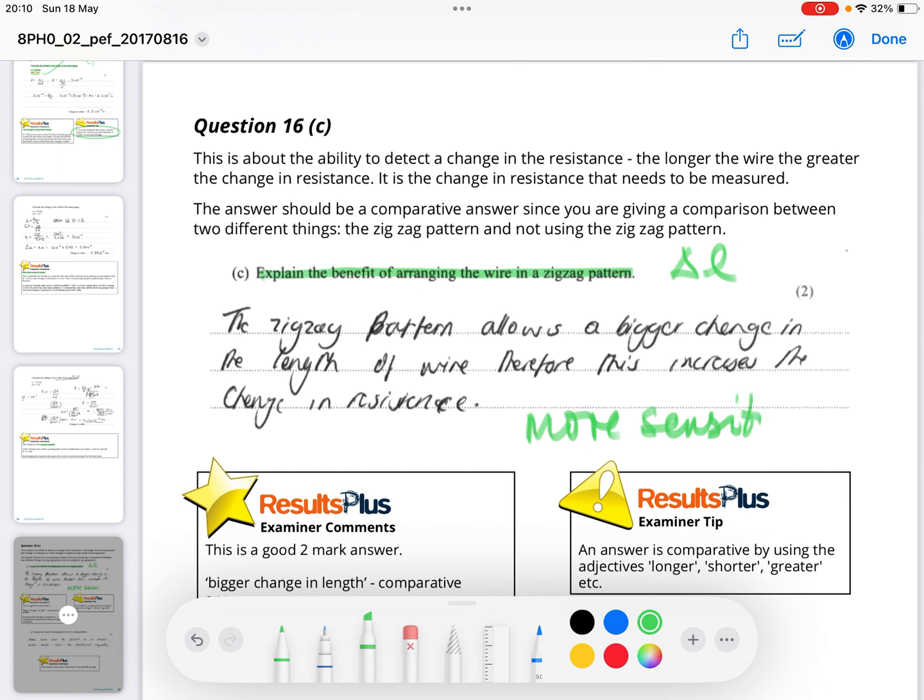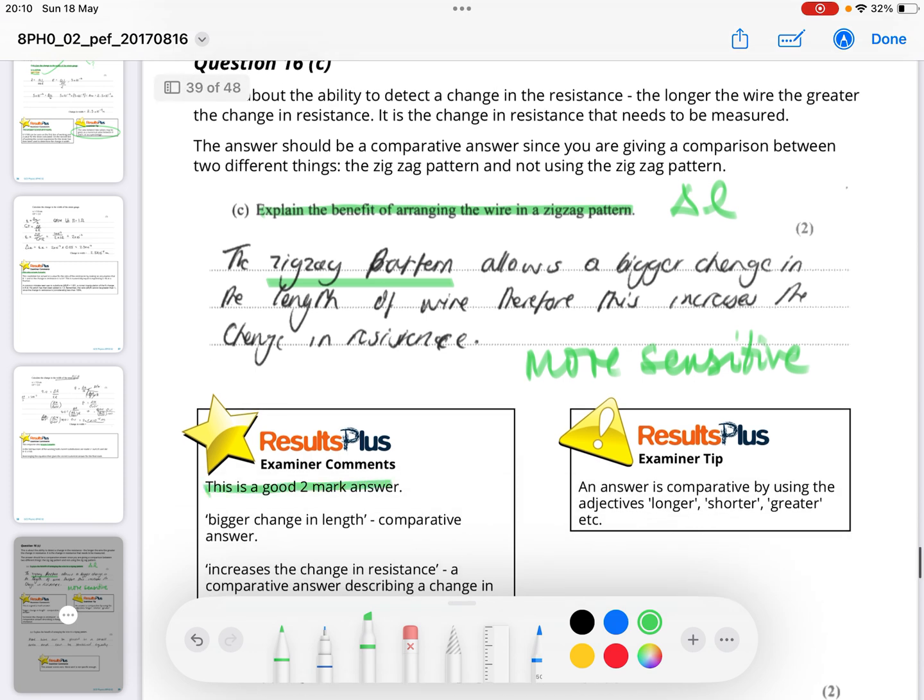Because remember, it's a strain gauge. So depending on how much increases the length, which then changes the resistance, which then allows you to work out how much strain there is, by having the zigzag pattern of the material that both has resistance and is creating the strain, you get a more sensitive material. So this is a good 2-mark answer.